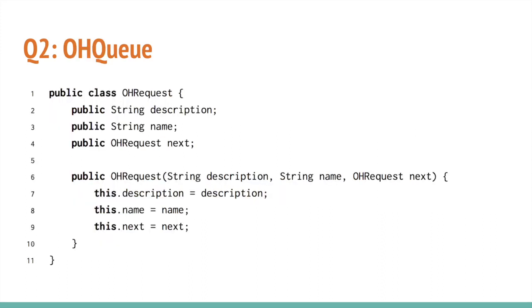In question 2, we are going to create an iterable office hours queue. To start, we have an OHRequest object, which represents a single request, and like an IntNode, it has a reference to the next request. It also has the variables description and name, which contain the description of the bug and name of the person on the queue.